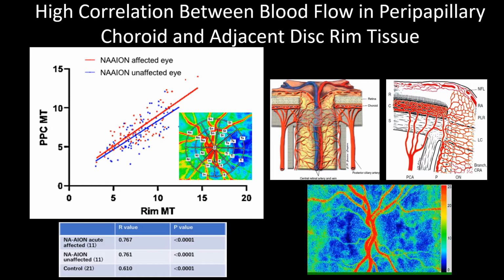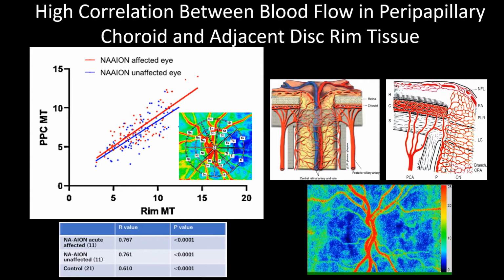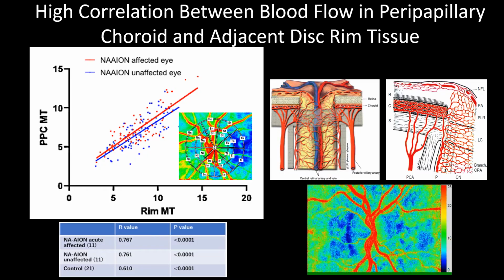And you can see from these diagrams that the peripapillary choroid, supplied by branches of the posterior ciliary artery, also shares a blood supply with the prelaminar and laminar tissue. So what's happening in these areas of hypoperfusion adjacent to the nerve is also present in the prelaminar and laminar portions. So reduced blood flow in these areas also coincides with reduced blood flow in the rim tissue in these areas.